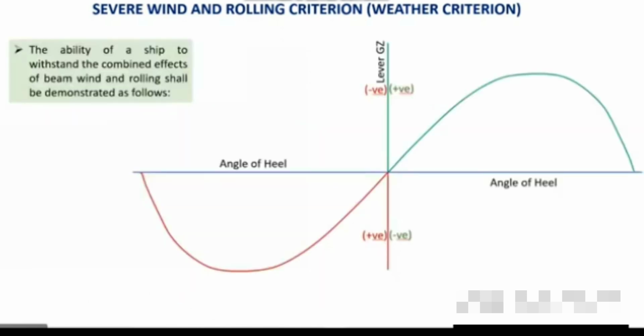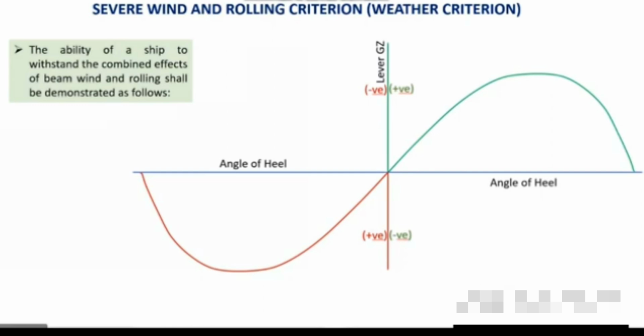The same diagram is here now. I have removed all the unnecessary stuff from here. Now, what is the objective of this criteria? The objective of this criteria is to ensure the ability of a ship to withstand the combined effect of beam wind and rolling. So that is the objective of this entire criteria.